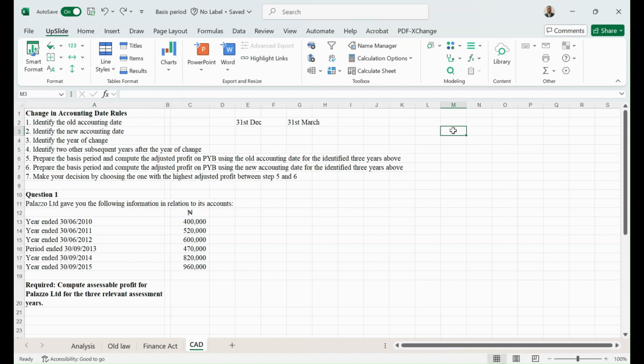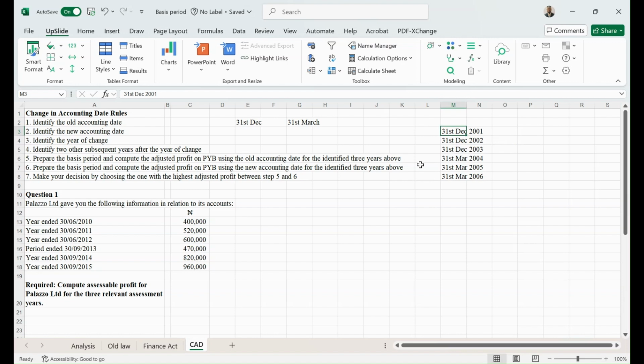If, for example, we have 31st December 2001, 31st December 2002, 31st December 2003, and then all of a sudden 31st March 2004, 31st March 2005, 31st March 2006, what you would notice is that the company was using 31st December to prepare its financial statements, and all of a sudden it has changed to 31st of March.